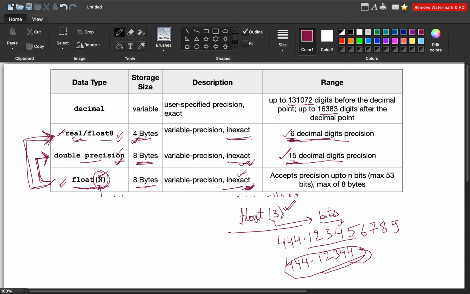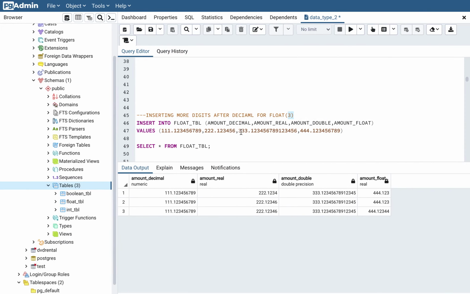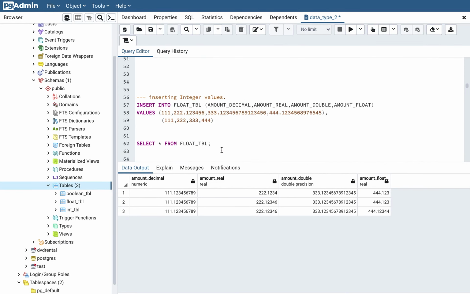So that is a reason why these data types are called as having inexactness. They are having a nature of inexactness. That means they are storing the value as an approximation. They are storing the value as an approximation because of the rounding off nature, right? Now let's look at another example.